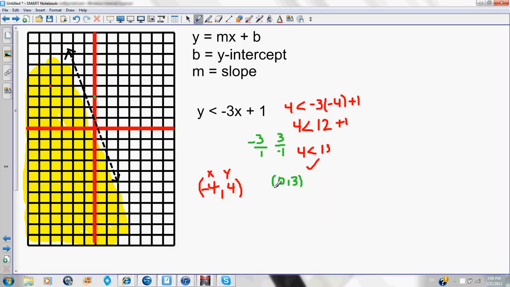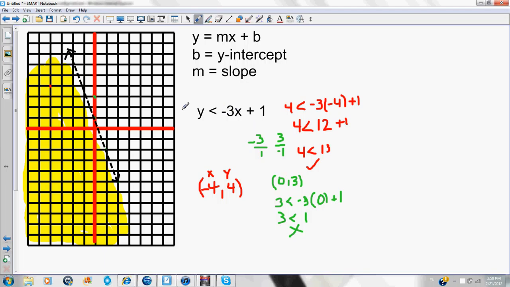Let's plug those numbers into the inequality. The y is 3, so we get 3 is less than -3 times x, which is 0, plus 1. That gives us 3 is less than, what's -3 times 0? That's 0. Plus 1 is 1. Now see, that's not true, which means that that is not a solution to this inequality.